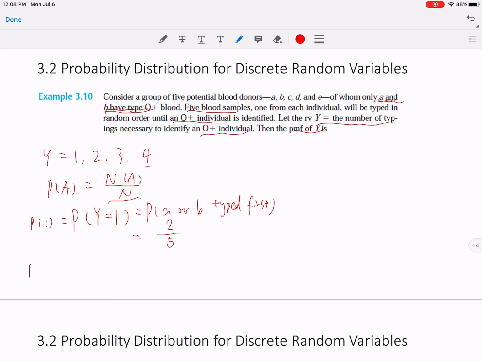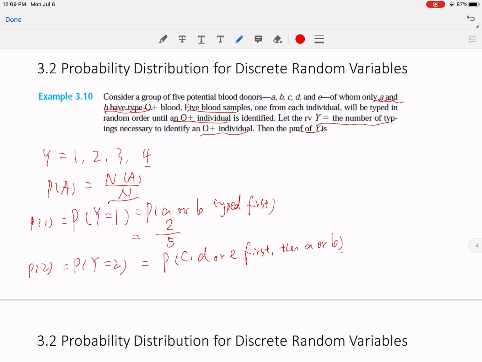And then let's take a look at the probability of 2. So that means the probability of y is equal to 2. So y is equal to 2 means that the first one is not O positive. That means the first one is coming from C, D, or E. And the second one is O positive. That means the second one is from A or B. So we're going to have C, D, or E first, then A or B.